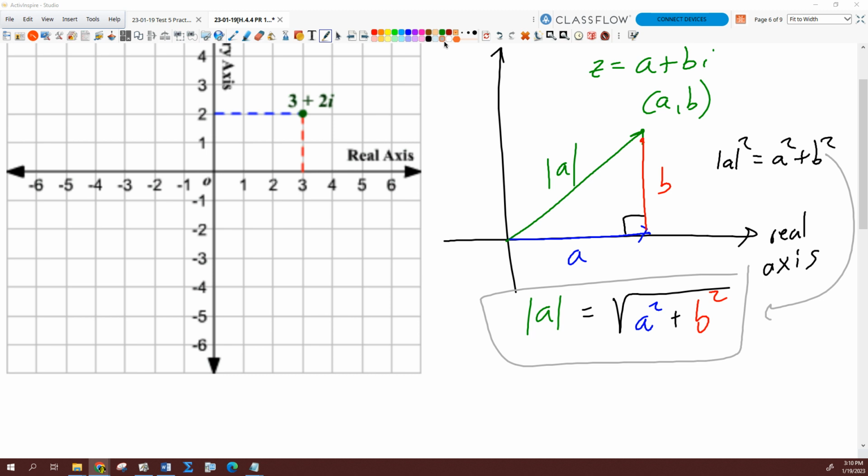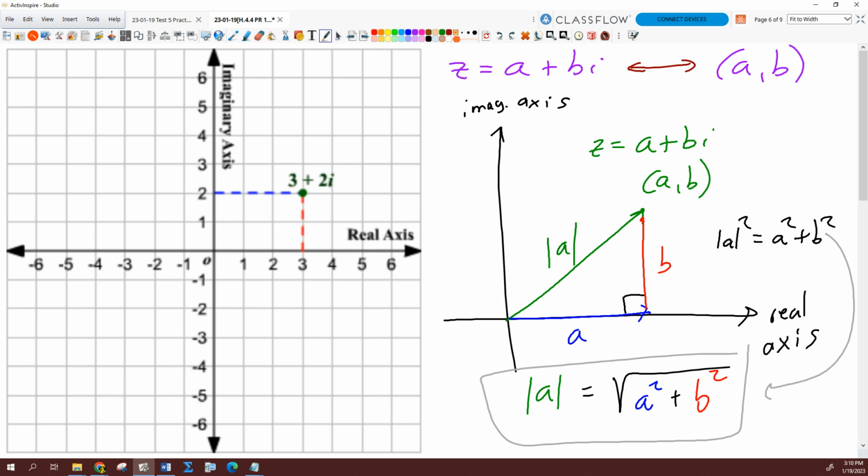So what about this one over here then, right? Does it make sense that this would be the point corresponding to the complex number 3 plus 2i? Because that's the point with coordinates over 3 and up 2. Does that make sense? Okay.